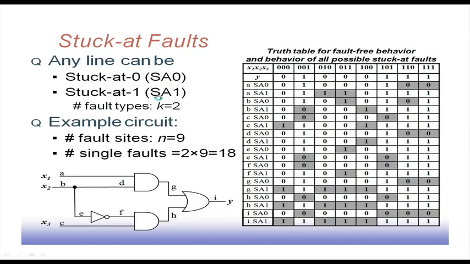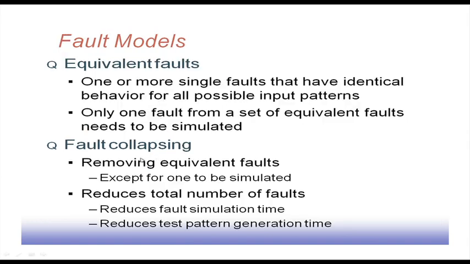Now, knowing that there are equivalent faults, we can do fault collapsing. Fault collapsing means we want to reduce the number of faults that we need to consider for the test generation process. We remove the equivalent faults except for one, keeping only a single fault from the entire equivalence class and collapsing all the remaining ones into that fault. This reduces the total number of faults, and as a result it reduces the fault simulation time and also the test generation time.